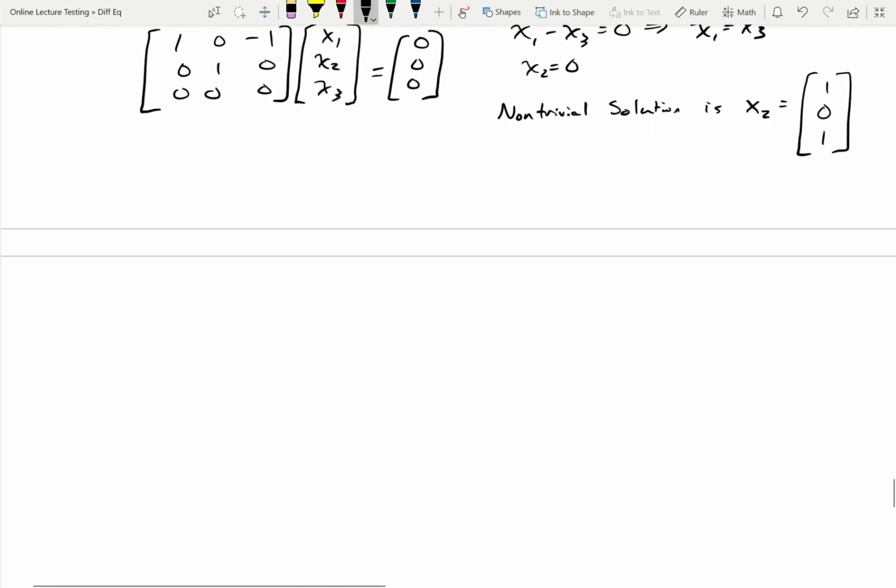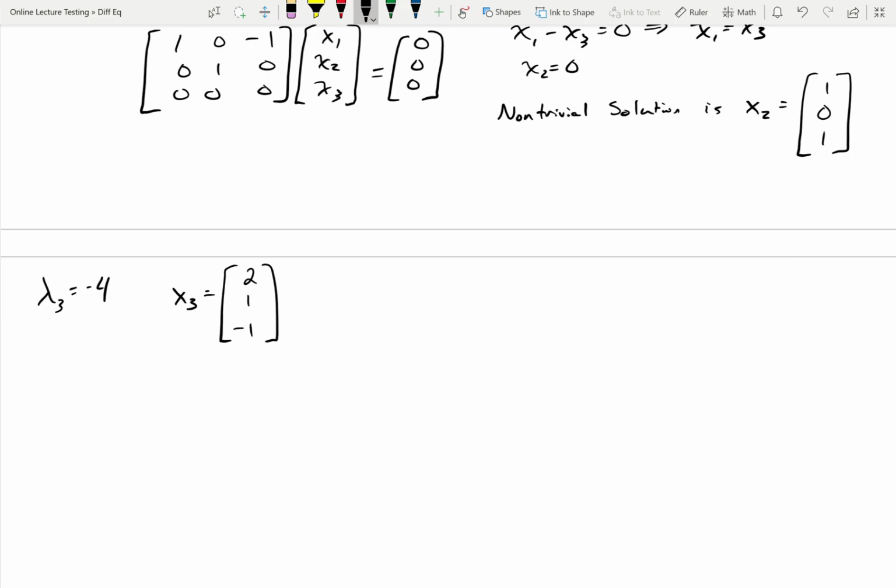So for you guys, work out on your own. Lambda 3 is equal to negative 4, and you will find that x3 is equal to 2, 1, negative 1 as your final answer for that part. So again, I'm going to leave this for you for homework, so that way you guys can work on that. And this is the solution that you should come up with.